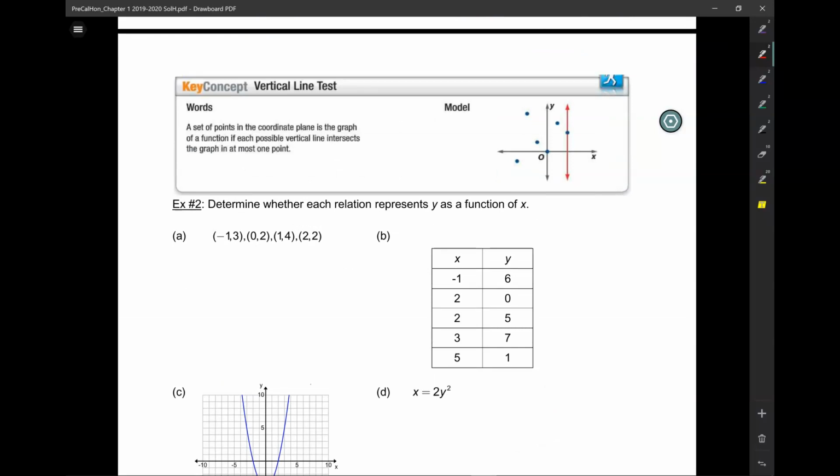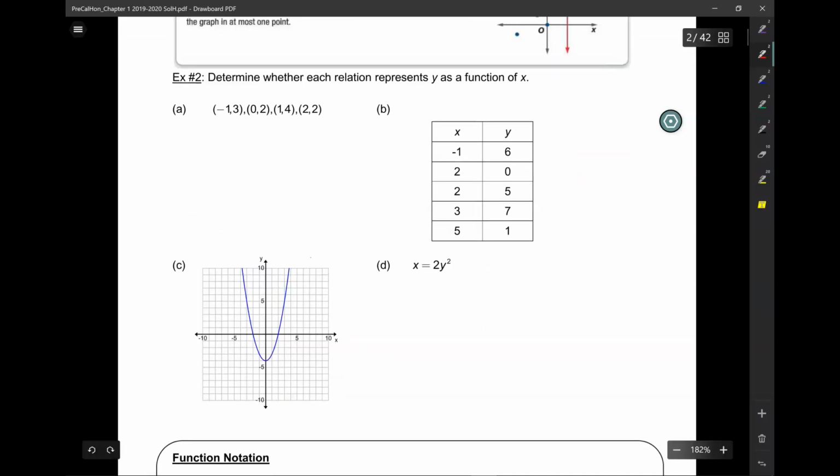draw a series of vertical lines through something, and if each vertical line passes the graph one time, then it's a function. All right? So if you have something like this, right, where a vertical line would cross twice, it fails. Yeah, it's not a function. Okay, so you can have functions represented, or relations rather. Anything can be a relation. But if a relation passes the vertical line test, then it's a function.